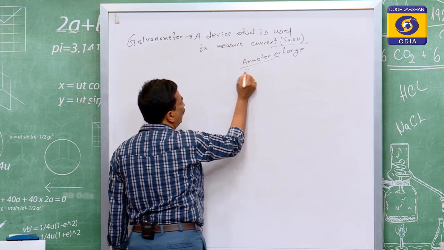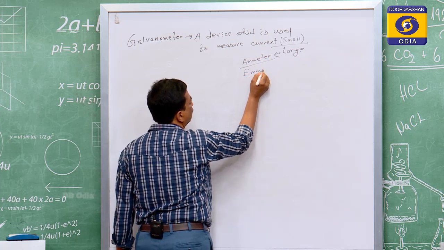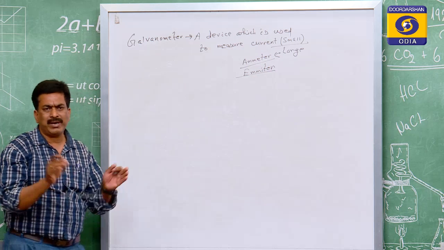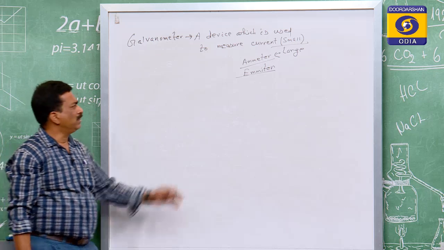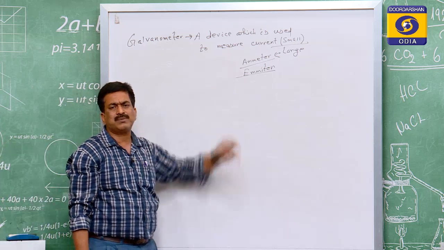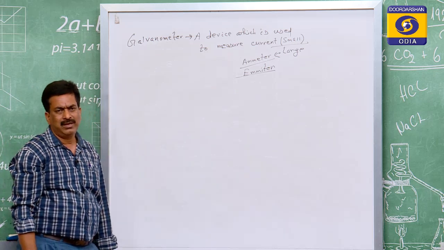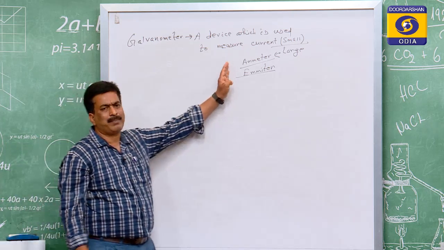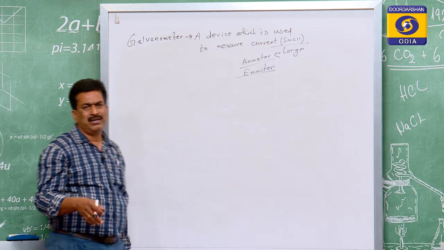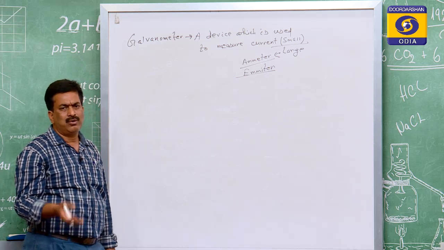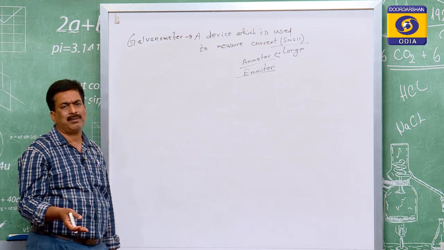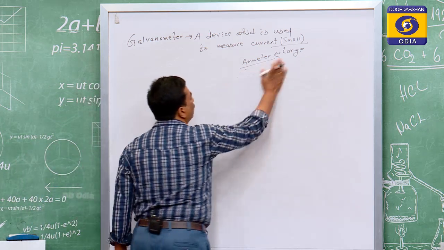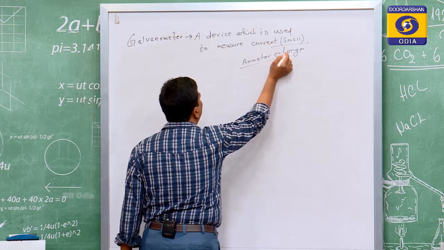And there is another word, the emitter, and the students are getting into a dilemma. Suppose one asks what is the difference between the ammeter and the emitter, they are never answering that one. So the emitter is a part, emit means to send out. The electrode which is leaving the particles is the emitter. So that is the ammeter, that is for the large current.